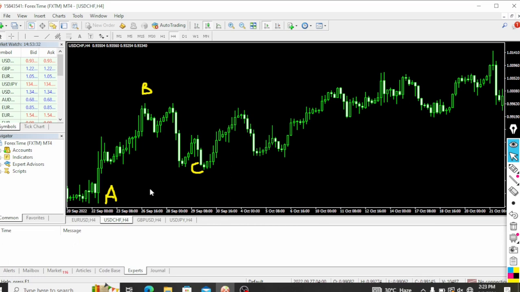The purpose of Fibonacci Expansion 2 is to tell you where you will be thinking of taking your first profit. It will help you to set your profit target. Let's look at our example.